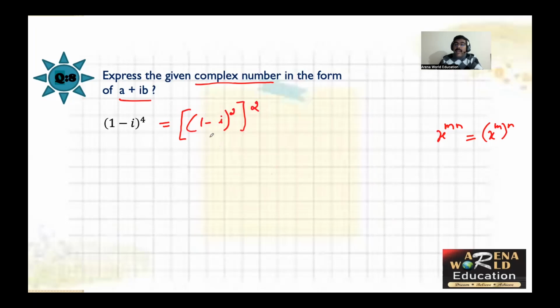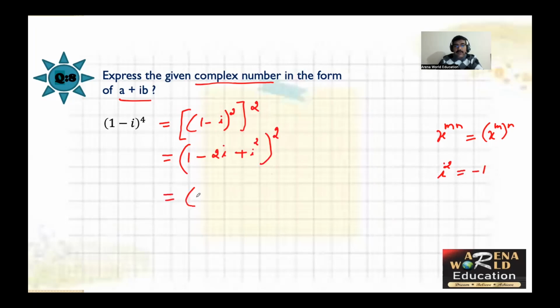So this is (a minus b) whole square, so we will apply the formula. This will be 1 square, so that will be 1 minus 2 into 1 into iota, so that will be minus 2 iota, then plus iota square, and whole raised to power 2. Iota square is equal to minus 1.